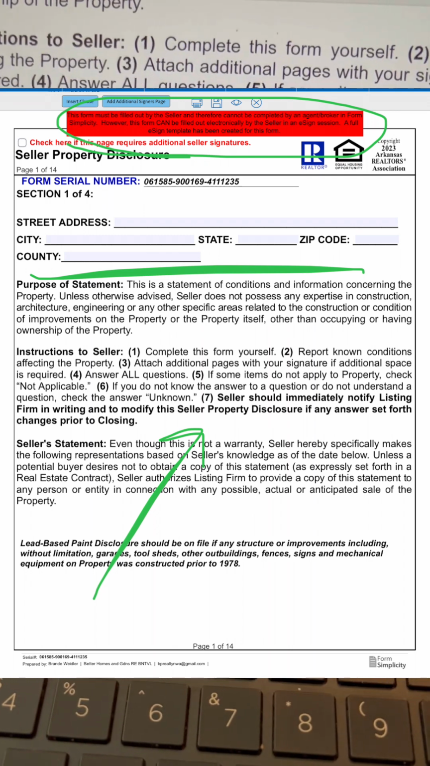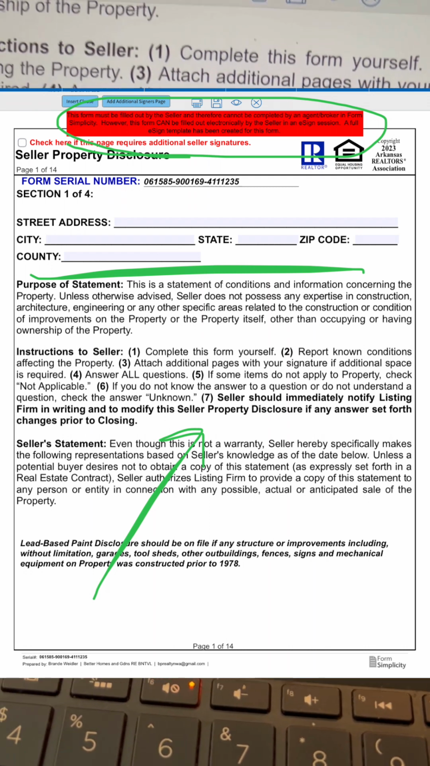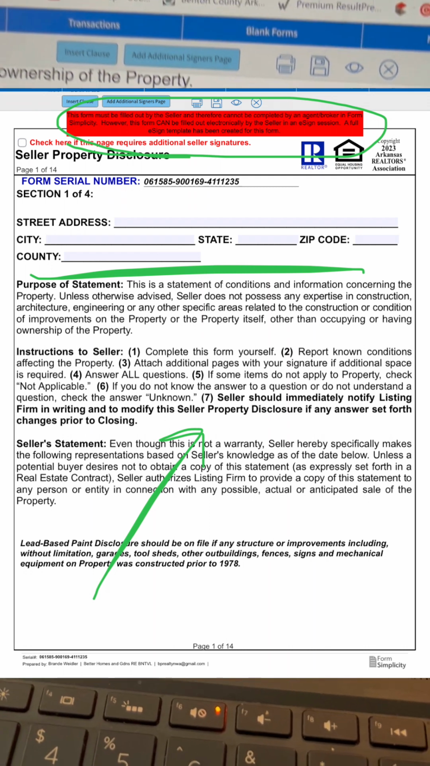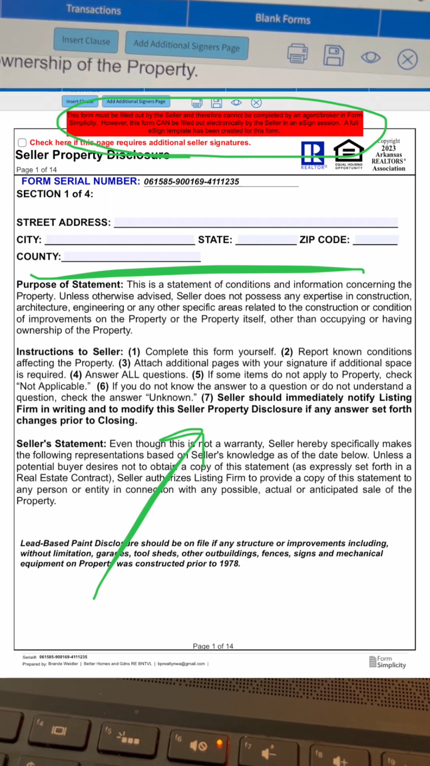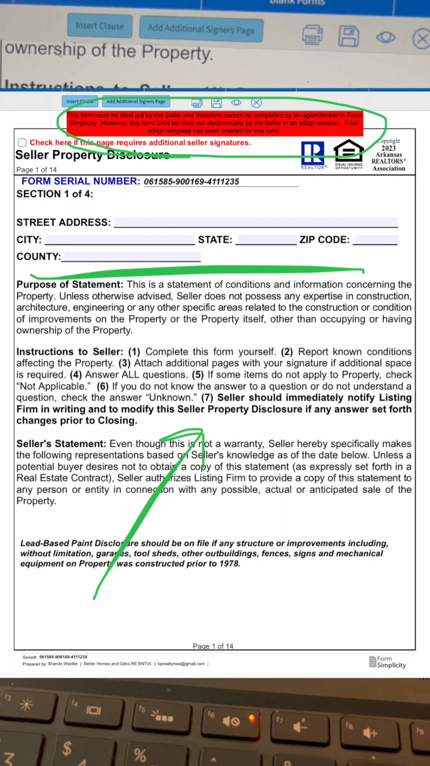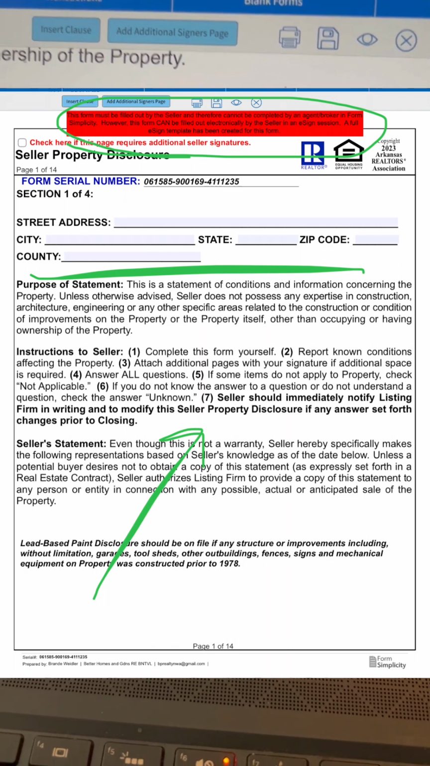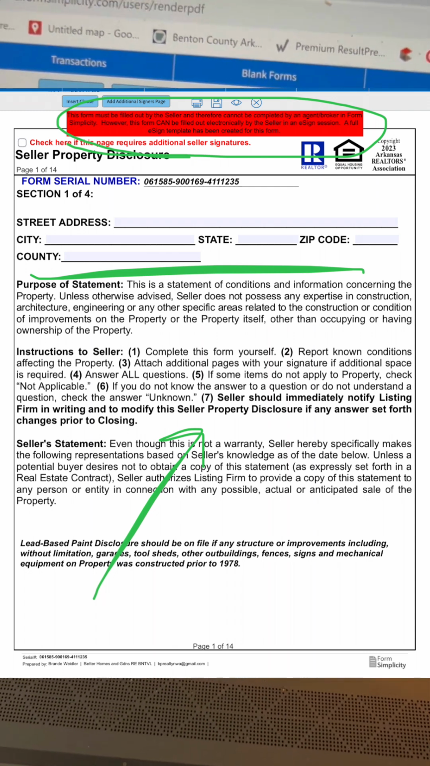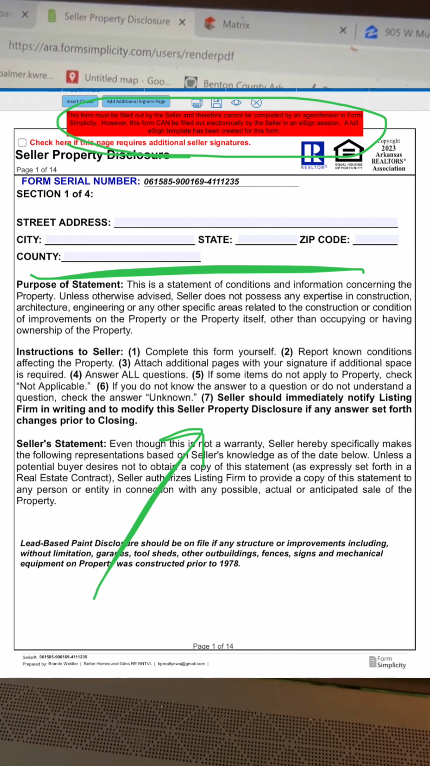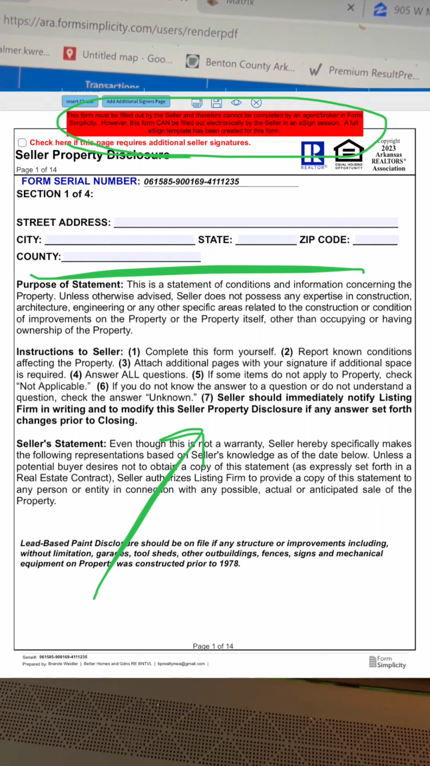The next part is the instructions for you as the seller on how you fill this out. You complete it yourself. You advise the potential buyer any information that you know about the house. And if some of the items don't apply to this property, then you just say not applicable. Or if you don't know the answer to the question, then you say unknown. But you must answer every question on this form.